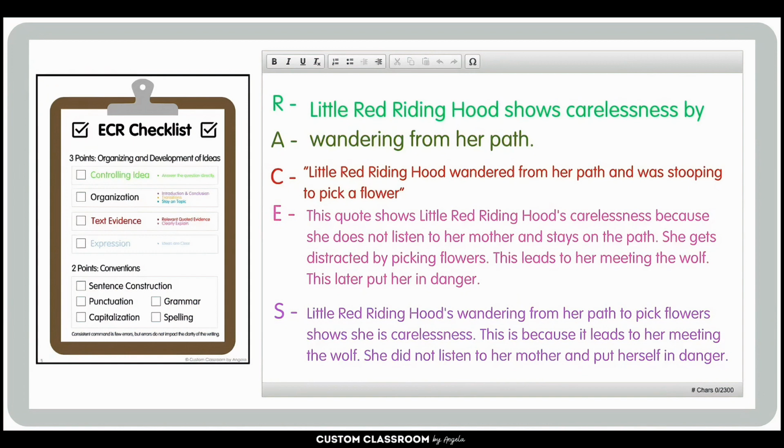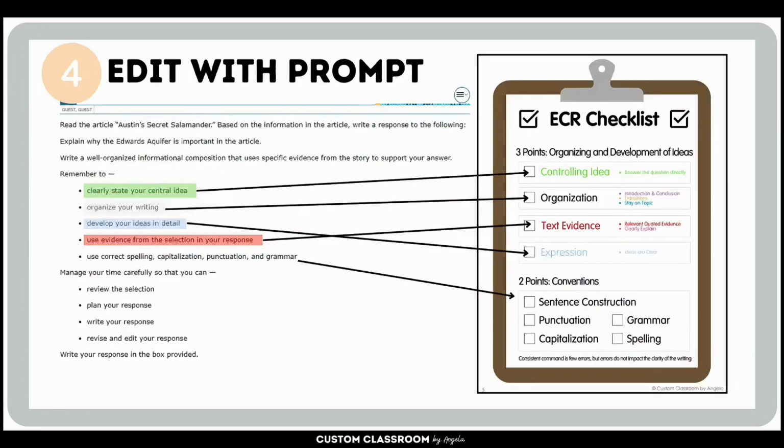I'm going to quickly go through how I would edit and revise this using my ECR checklist, which you can grab a free copy of in the description. My fourth time-saving tip is to edit with the prompt.